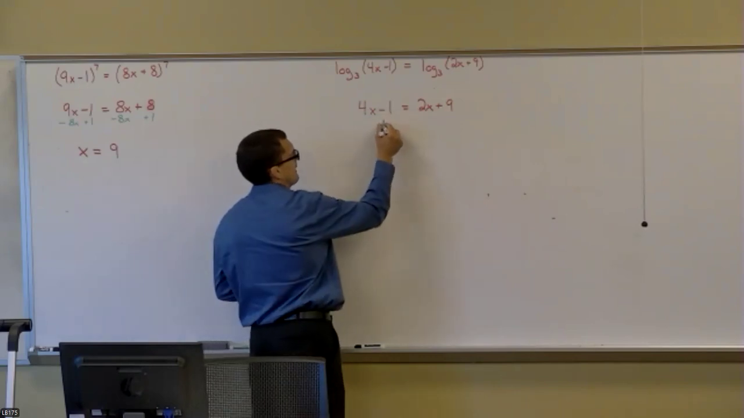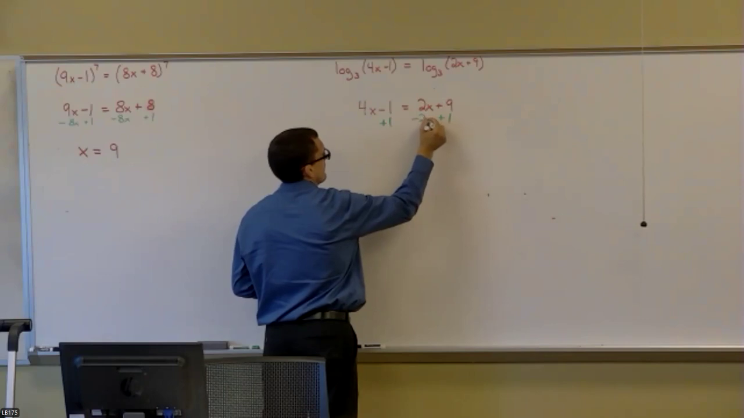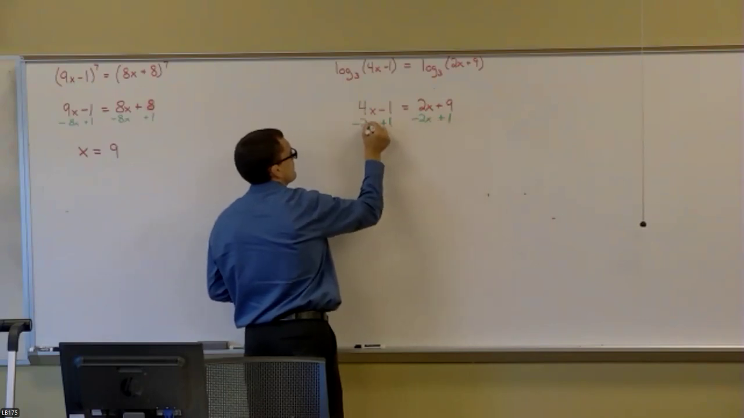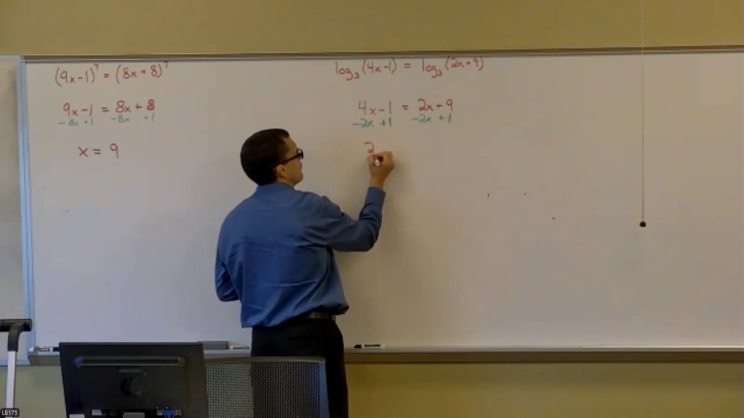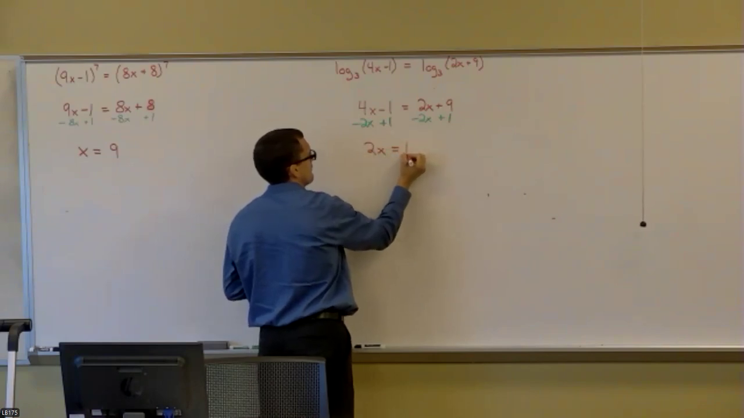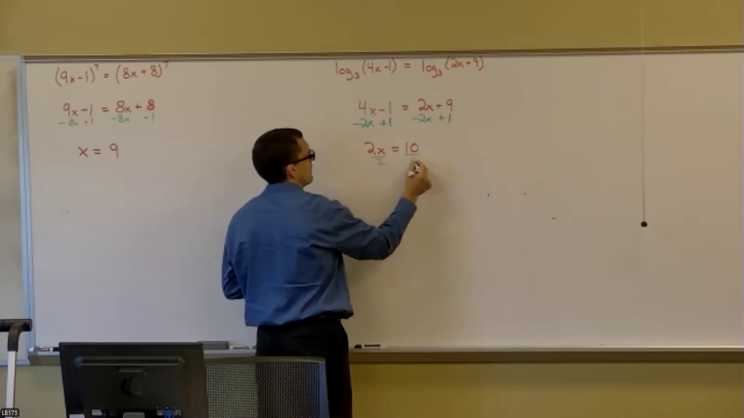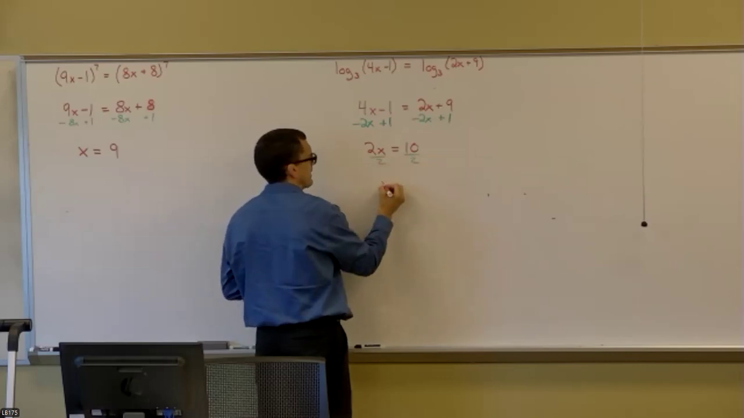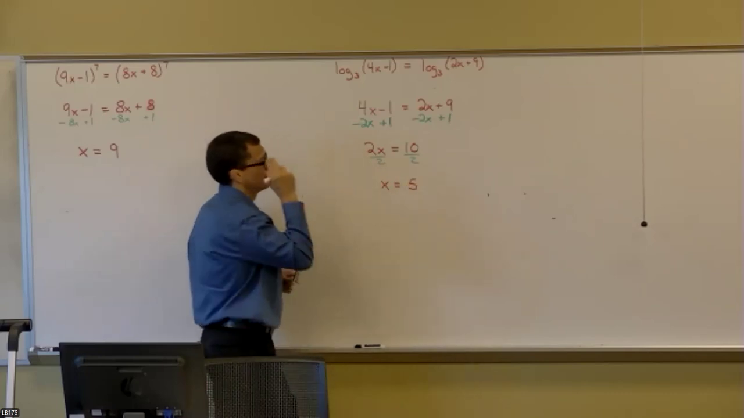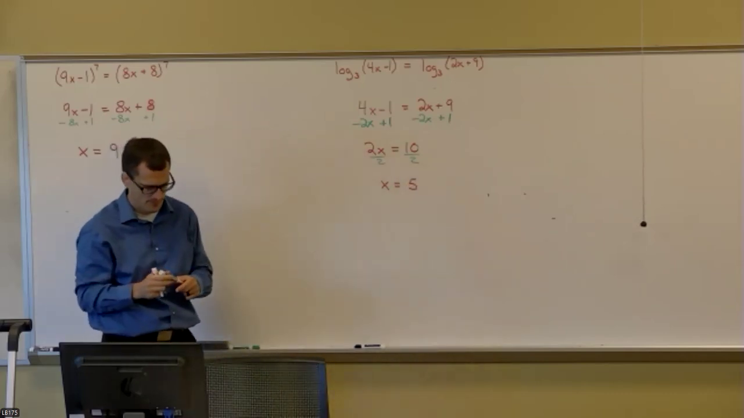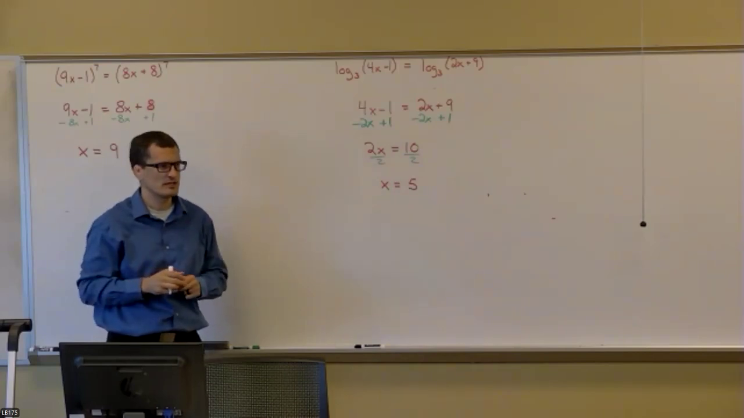And then we do the same thing. We're solving a linear equation here. That gives me 2x is equal to 10. Dividing both sides by 2 gives me an x of 5. Again, if you want to plug that in and check that it works, you can check that it works.